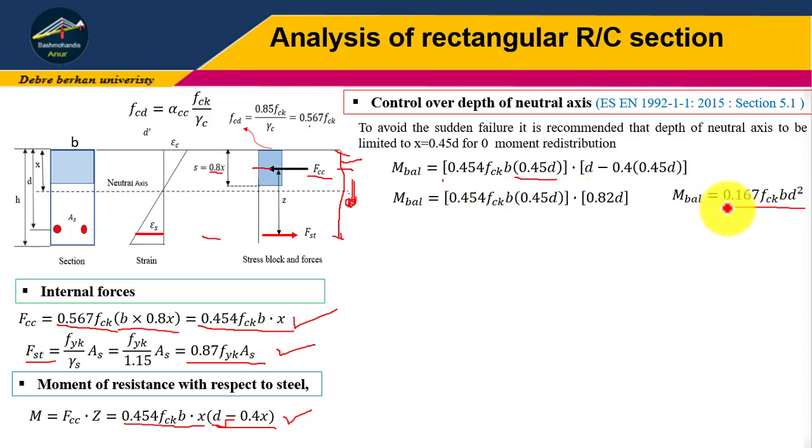Here we have to take M balance equals 0.167 FCK b d square. Now, this number is taken as K balance. So K balance is 0.167.